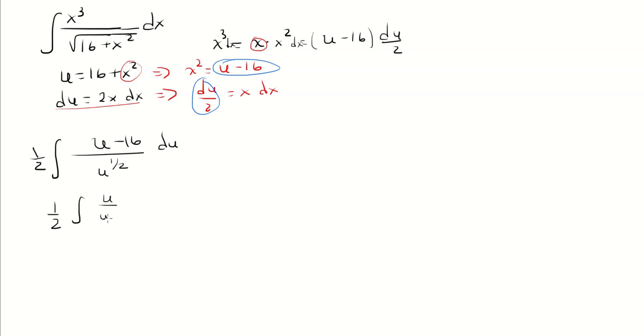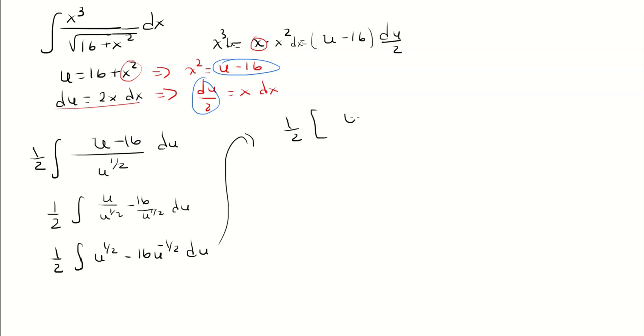And then we can split this up into two fractions. u over u to the 1/2 is just u to the 1/2. And then the u to the 1/2 will come up as u to negative 1/2. Now when we integrate, u to the 1/2 is u to the 3/2 times 2/3. And then this will be u to the 1/2 times, so 16 times 2 is 32. So it's minus 32 u to the 1/2.